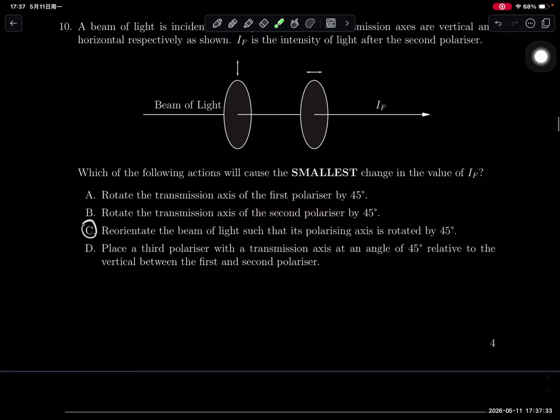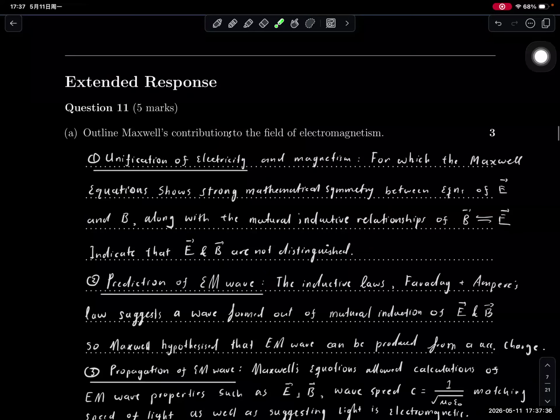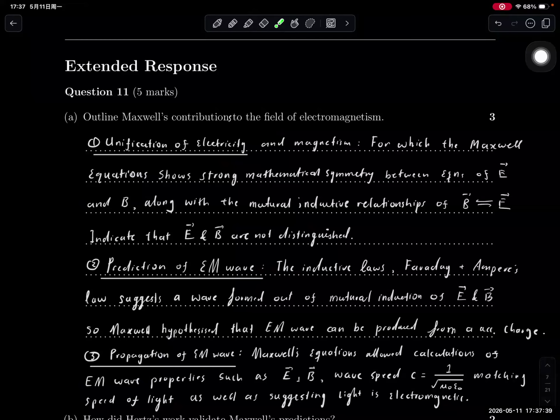Okay, so continue with question 11. Outline the contributions made by Maxwell, and then we did these 3 dot points, right? 3 important aspects that Maxwell utilizes equations for. The first one is the unification of electricity and magnetism. Maxwell was able to contribute this point because Maxwell's equations have strong mathematical symmetry, in the sense that if you swap E and B, there will be identical forms of math. And also we have this inductive relationship between E and B, making them indistinguishable.